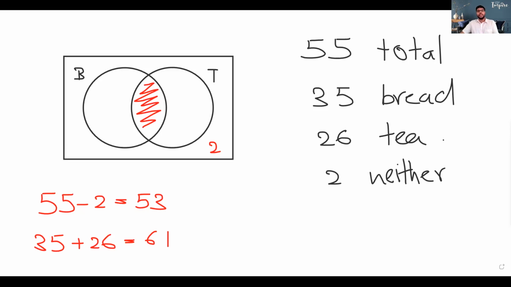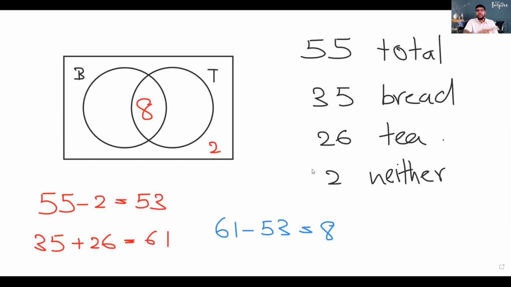So what you have to do is subtract 53 from 61, children. From 61, you subtract 53. So that will give us 8. What that means is there are 8 people who ate bread and also drank tea. There are 8 people who ate bread and also drank tea.